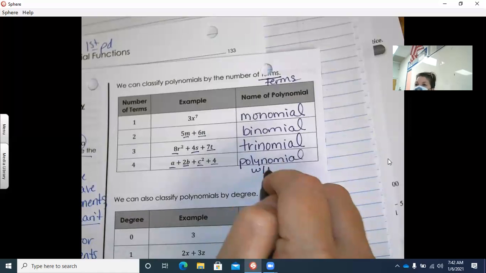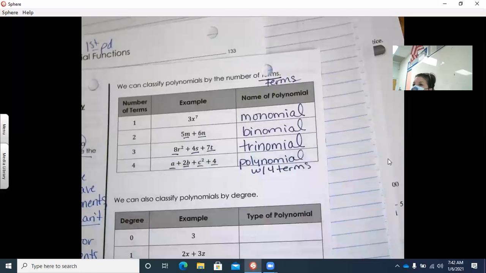Only 1, 2, and 3 terms have a special name. Anything greater than that, you just say polynomial with 4 terms, polynomial with 5 terms, polynomial with 6 terms. Only the first 3 have a special name. Now on your homework, it's going to ask you to name the polynomial based on how many terms it has.